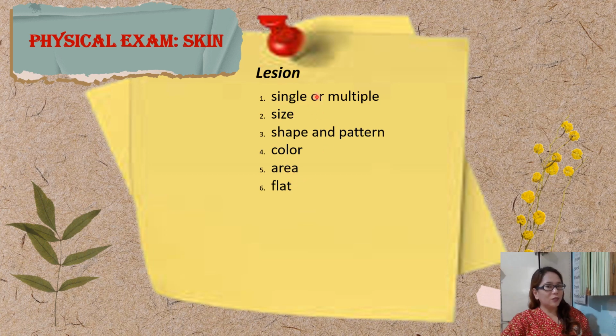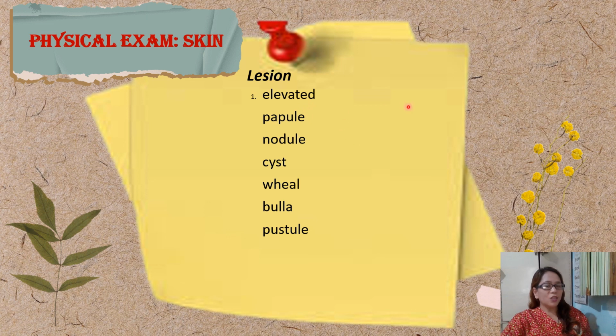Okay, so ulit-ulitin natin that when you assess the lesion, you have to check kung single or multiple, the size, the shape and pattern, the color, the area. Is it flat? Okay, if it is elevated, you check if it is papule, nodule, cyst, wheal, bulla, or pustule.